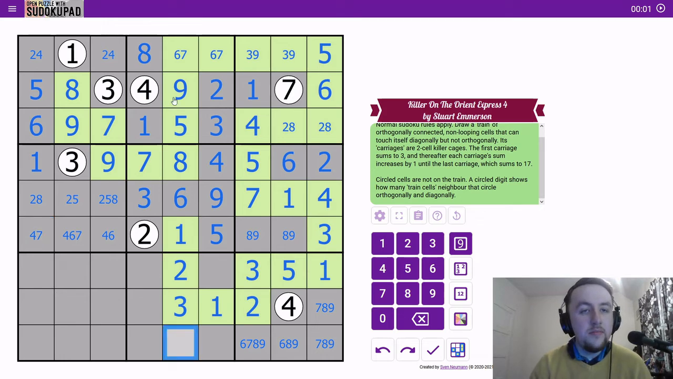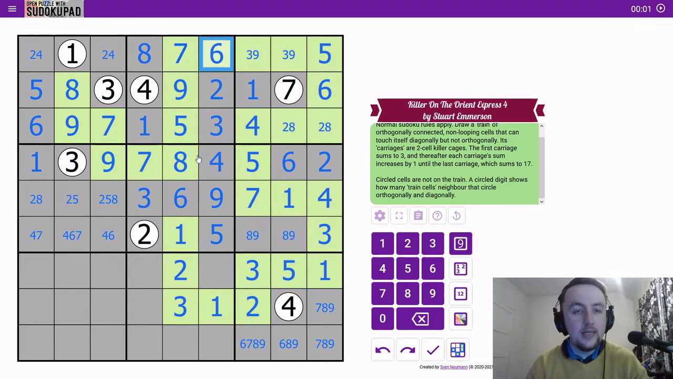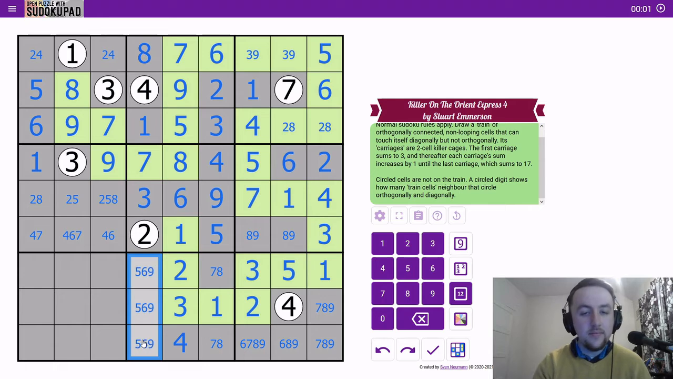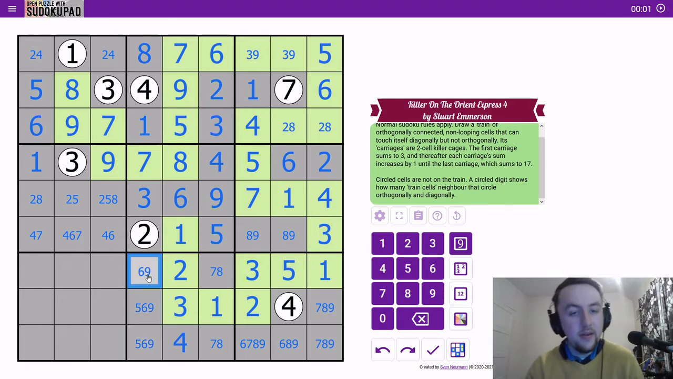Oh, this column. Oh, that's a 7. That's a 6. And this column needs an 8. No, it doesn't. It needs a 4. Better. Good. We need 5, 6, 7, 8, and 9 in here. The 7 and the 8 have to go in here in some order. And this is 5, 6, 9. But that's not a 5.